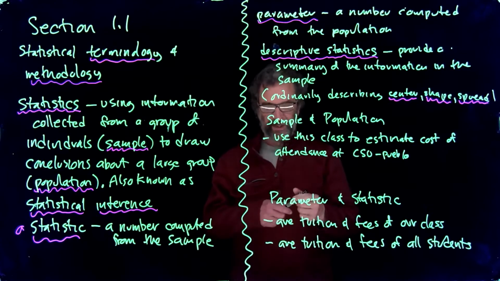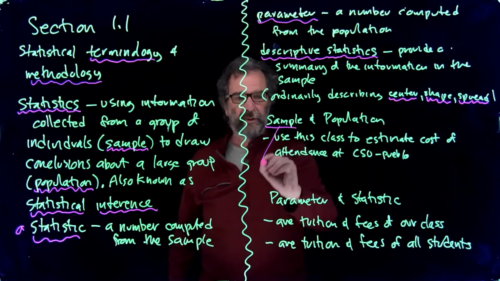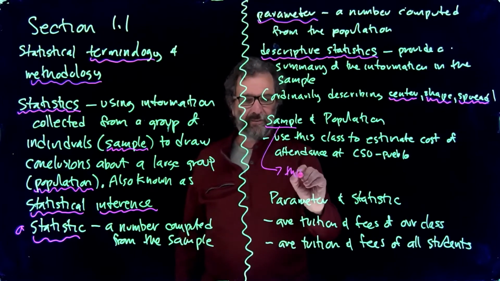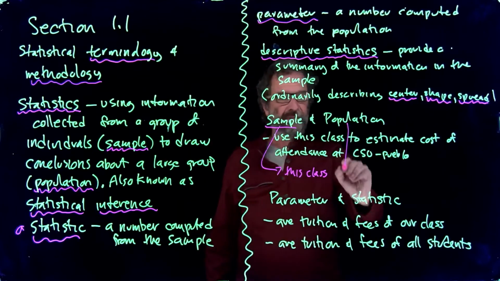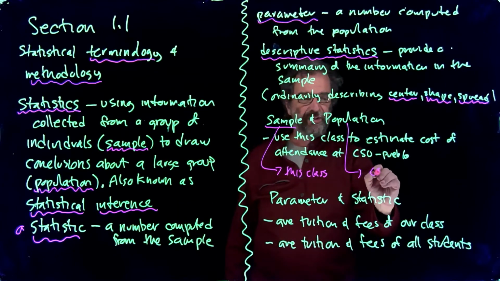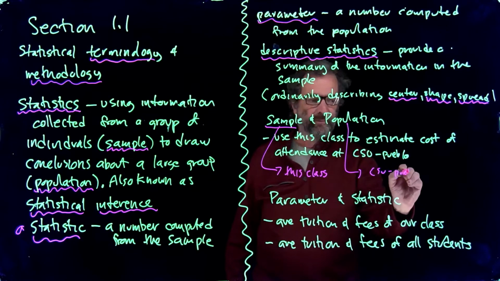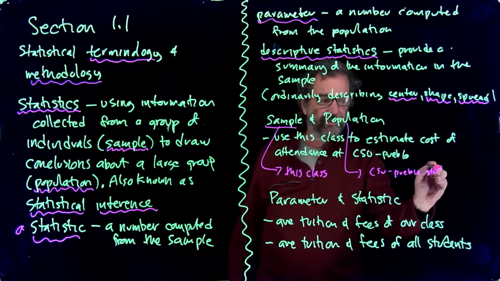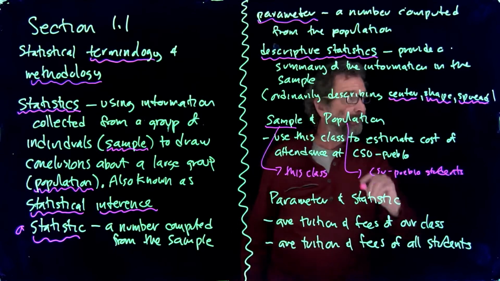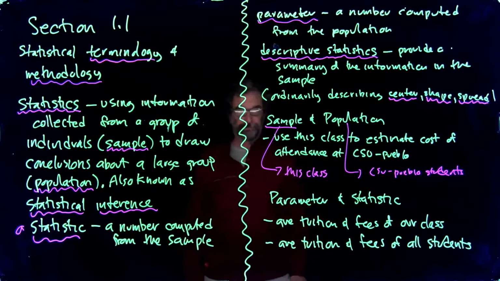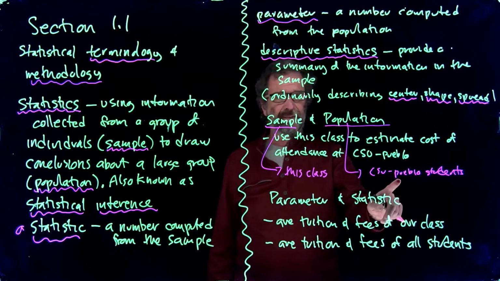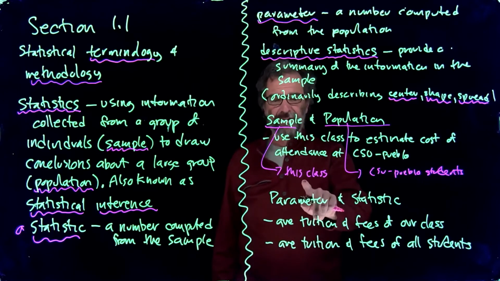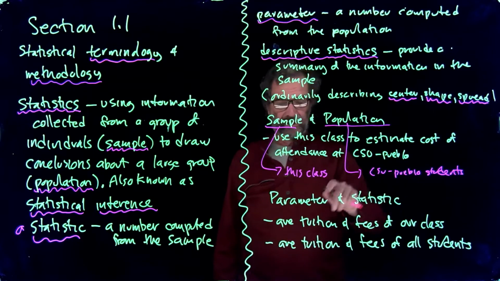So we're worried about what is the sample? Well, that'll be this class. And how about the population? I guess we're thinking CSU-Pueblo students, like that. Okay. So the group we care about is all CSU-Pueblo students. The ones we can get our hands on are just the ones in this class. So that's the sample, there's the population.